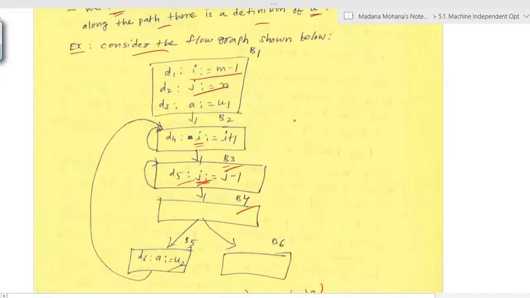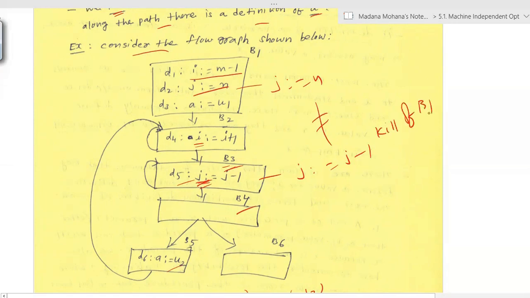Why? Because let us see the original definition J equal to n. Now here J equal to J minus 1, so both are not the same. Therefore, in B3 J kills, and we will call this kill of B1. So kill of B1 equal to, here you can write down D5. Then any others? Let us see where J is used, in only one place.